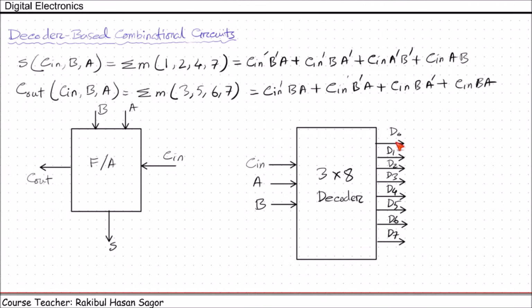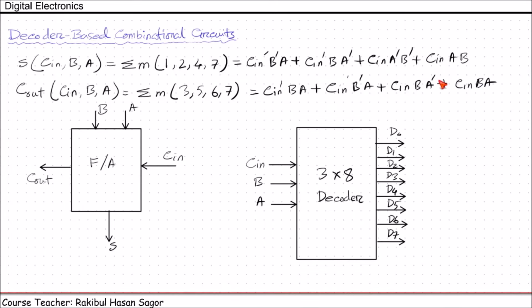We know D0 output is a representation of minterms C in prime B prime A prime. Here C in is the MSB and A is the LSB, so it's better to write it in this fashion: C in, B, A. So D0 is the representation of C in prime B prime A prime, and D1 is the representation of C in prime B prime A, which is here.